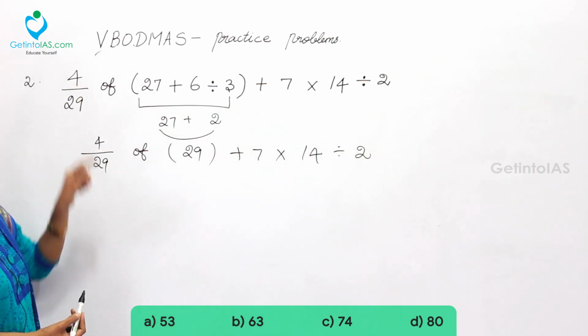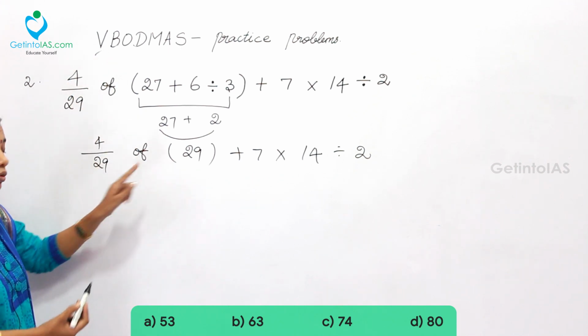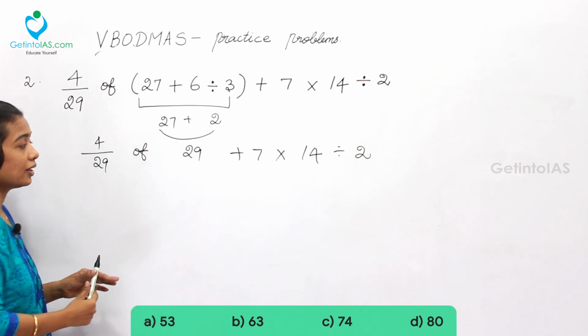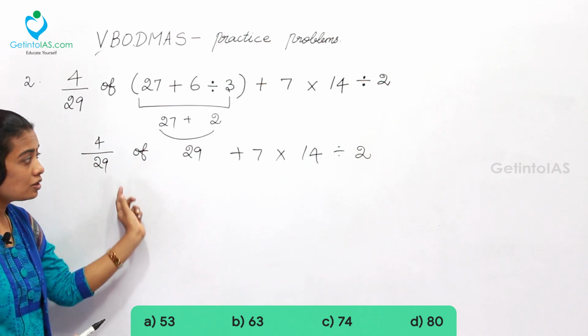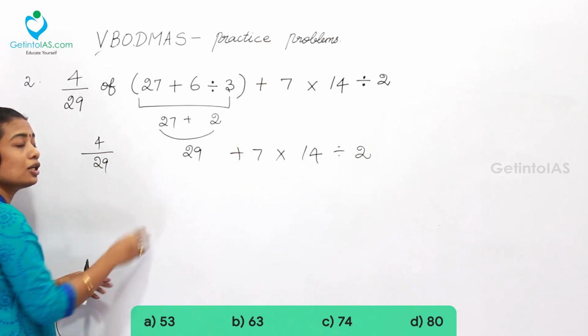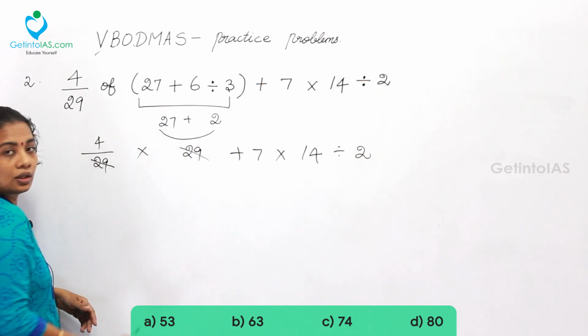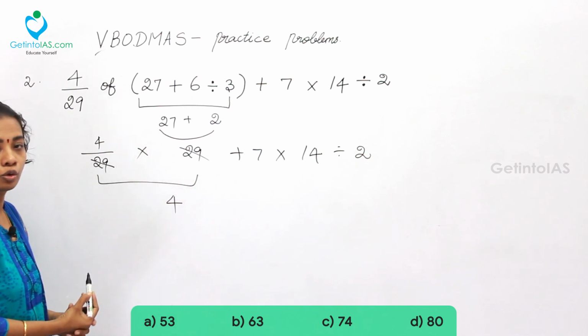Afterwards, looking at the bracket, only one value is there, so you can directly remove the bracket. Here "of" is given, so "of" is to be solved first, then you can do the further operation. "Of" means multiplication. So 29 with 29 gets cancelled, and the final result will give you 4 over here.